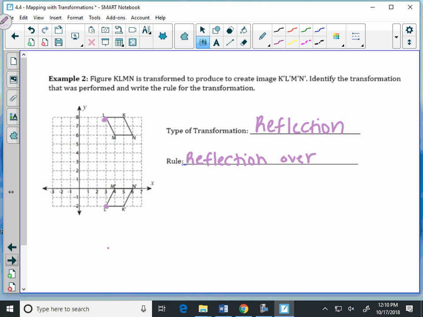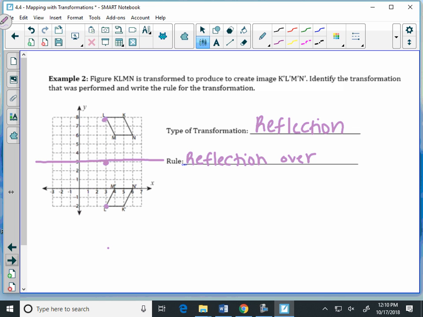1, 2, 3, 4, 5, 6, 7, 8, 9, 10. What's half of 10? 5. So we got 1, 2, 3, 4, 5. This is where we land. We land right there. So we always flip something over a line. So which way do we have to draw that line? Vertical or horizontal? Horizontal. So that's the line we reflected over.